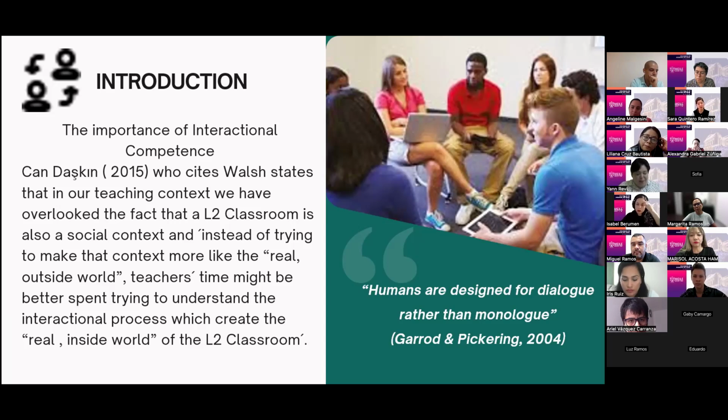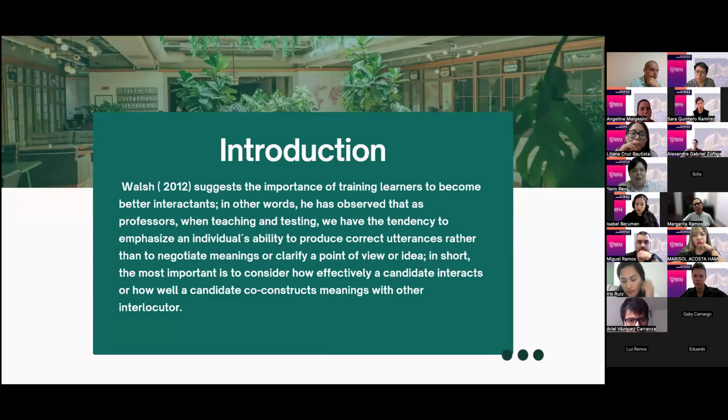So what does it mean to understand the interactional process? I have become aware as a professor that it means to create the conditions, the atmosphere, to help students become better interactants, okay? Well, for example, Walsh, 2012, suggests the importance of training learners.